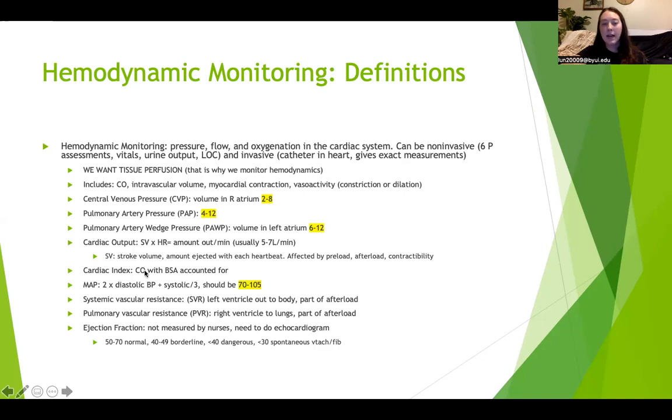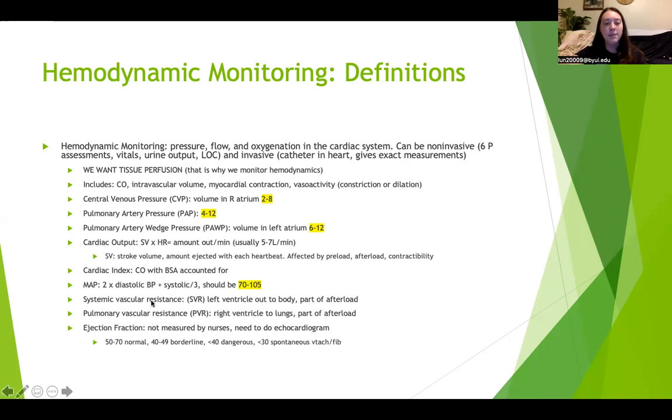Okay. Cardiac index is taking cardiac output and accounting for the body's surface area to make it more unique to that individual. And then MAP is probably one of the most important things to remember. So this formula, and it should be between 70 to 105. Anything higher than that, you might have a fluid volume overload. Anything lower than that, your cardiac output is low. It's not getting enough tissue perfusion. 65 to 70 is about what is needed to perfuse your heart and your brain. But obviously we need more than that because we have our muscles, our kidneys, you know.